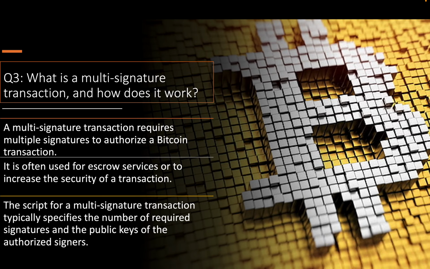Question number 3. What is a multi-signature transaction and how does it work? A multi-signature transaction requires multiple signatures to authorize a Bitcoin transaction. It is often used for escrow services or to increase the security of a transaction. The script for a multi-signature transaction typically specifies the number of required signatures and the public keys of the authorized signers.